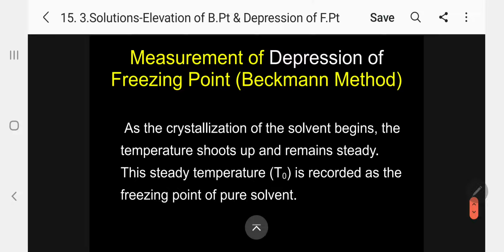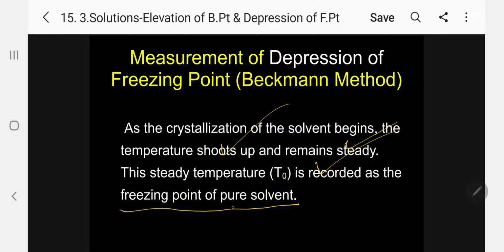Then, as the crystallization of the solvent begins, the temperature shoots up and remains steady. The steady temperature is recorded as T0. That is the freezing point of the pure solvent.